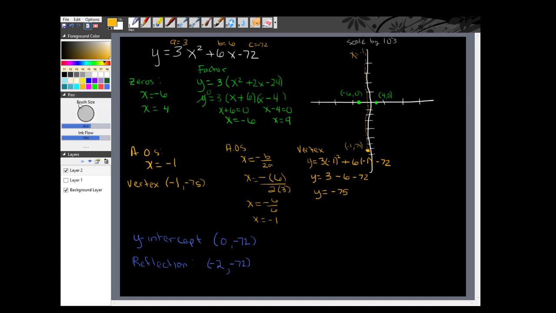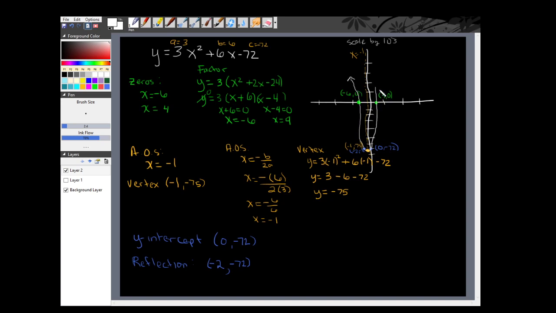All right, so then, sorry, my pen's acting up this morning. My y-intercept is at 0, -72, so that's just after this dot. And then if I reflect that, I'll have another dot right here at -2, -72. And then you just draw your U shape between all of these points. Hopefully a little straighter than mine.